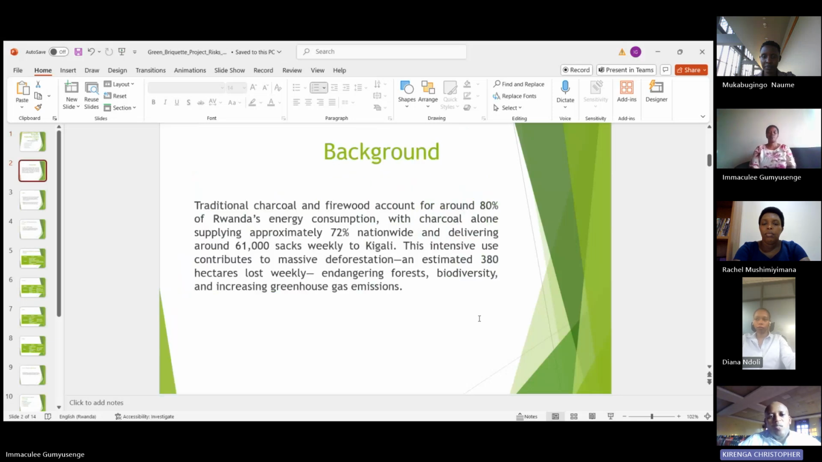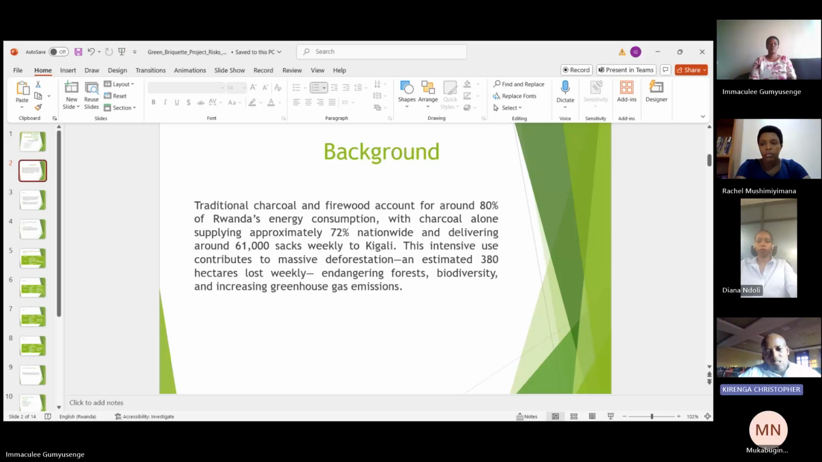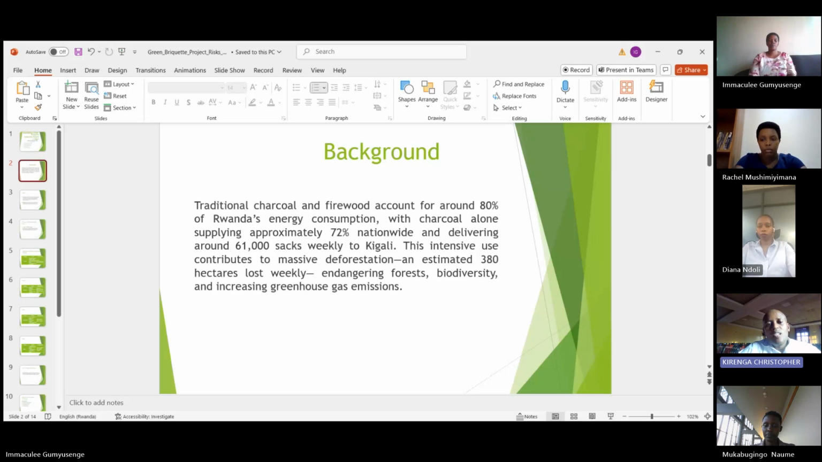Traditionally, charcoal and firewood account for around 80% of Rwanda's energy consumption, with charcoal alone supplying approximately 72% nationwide and delivering around 61,000 sacks weekly to the Kigali population. This intensive use contributes to massive deforestation, the cutting down of trees, whereby an estimated 380 hectares are lost weekly, endangering forest species, biodiversity, and increasing greenhouse gas emissions.